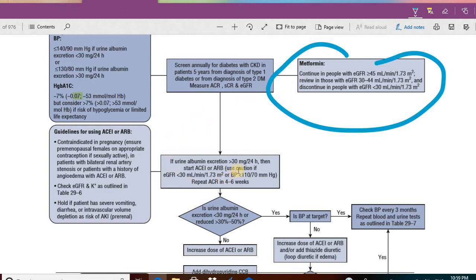So if the urine albumin excretion is greater than 30 mg per day, then start ACE inhibitor or ARB. We have discussed it, with caution. If the eGFR is less than 30, repeat ACR in 4 to 6 weeks. So for the guideline for using ACE inhibitor ARB: contraindicated in pregnancy. So with ACE inhibitor, ensure premenopausal females are on appropriate contraception if sexually active.